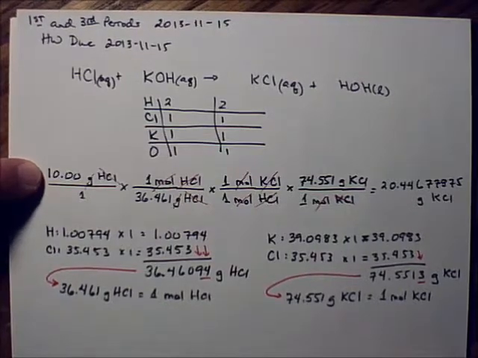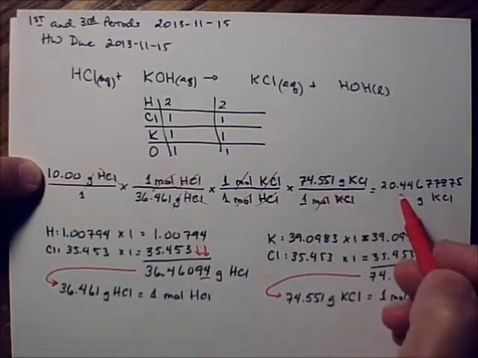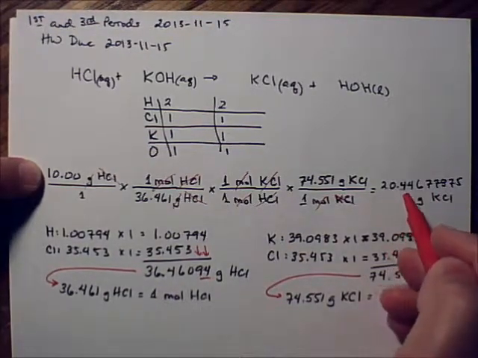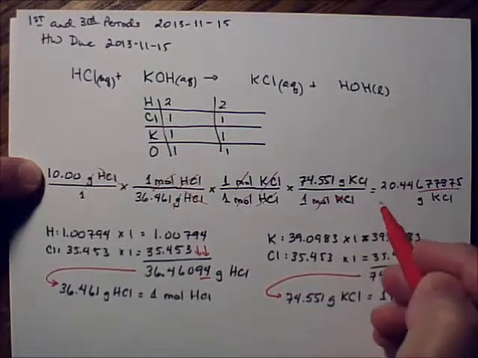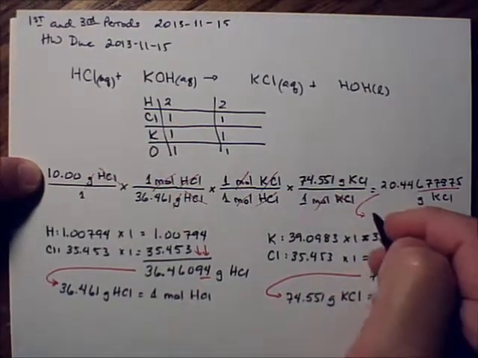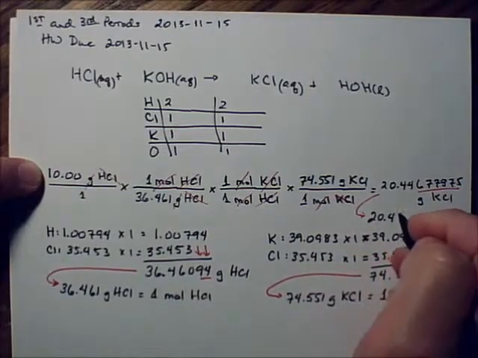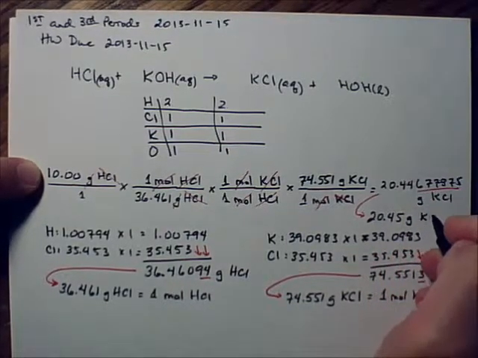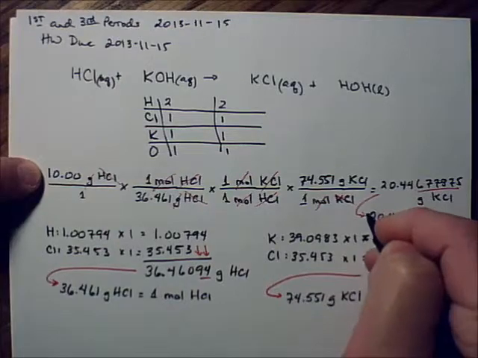That's the first one. It has 4 significant digits. So we want our answer to have 4 significant digits. So we're going to underline all the digits after the first 4. 1, 2, 3, 4. Those are going to be rounded off. And we get 20.45 grams of potassium chloride.